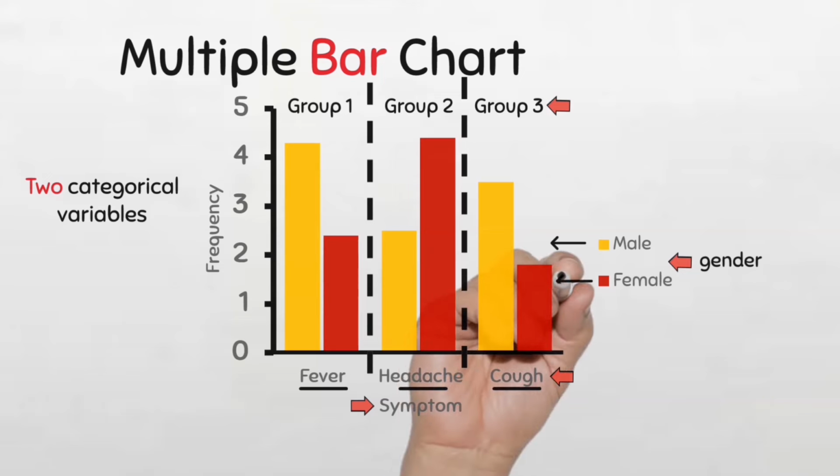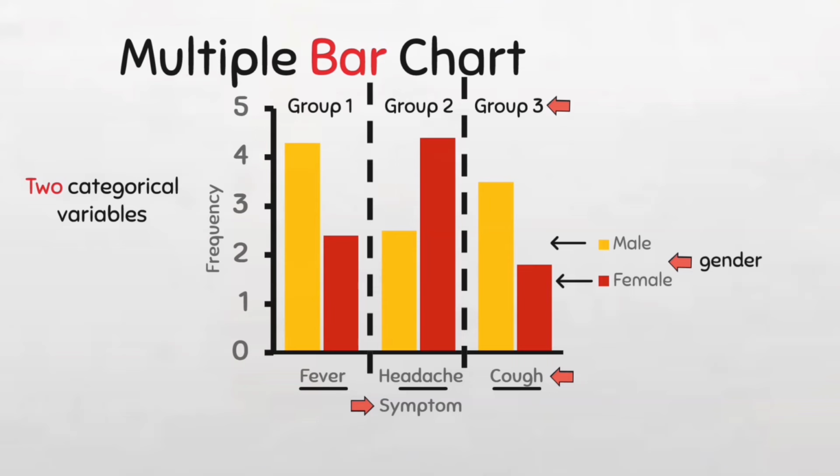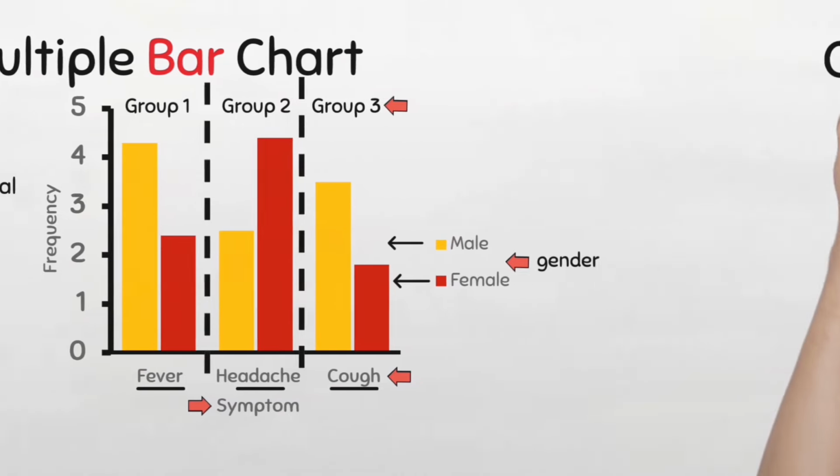and female. Notice that the subcategories are usually given different colors within a group and the same colors between the groups. This is to aid the comparison of subgroups between groups. So for example, we can compare the data for all the males looking at only the yellow bars. Awesome. And finally, we come to the component bar charts.